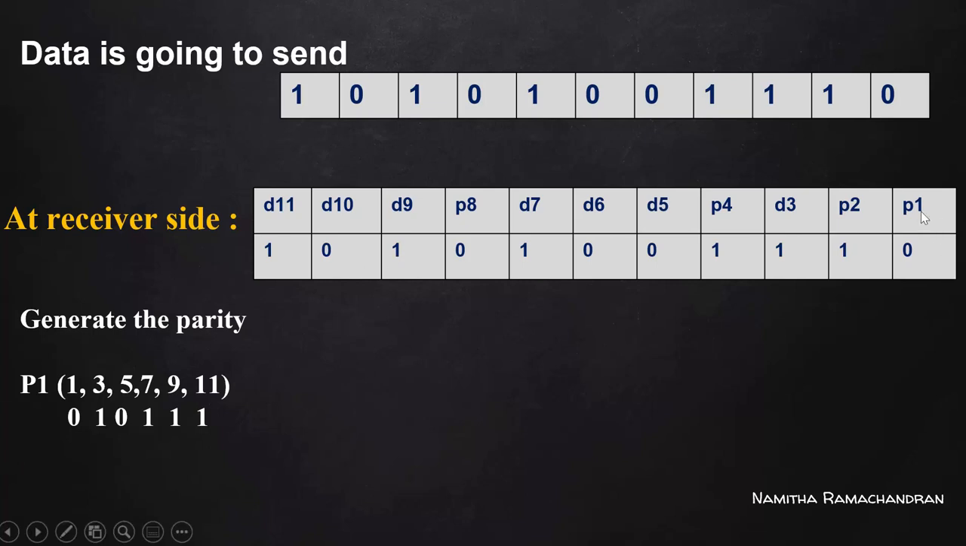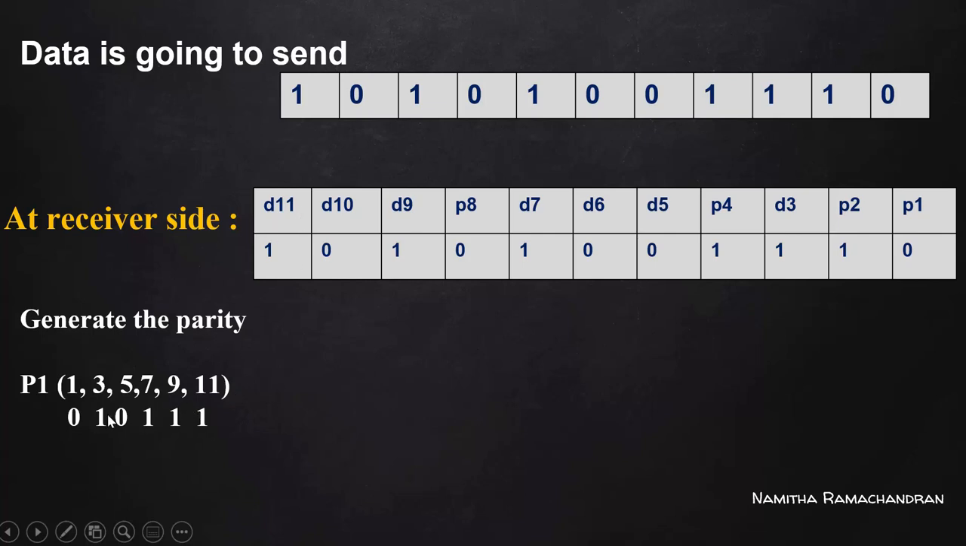What are they? The positions 1, 3, 5, 7, 9 and 11. In all these positions, in its binary representation, we can see the least significant bit contains value 1. So now consider the value present at these locations. Here we have value 0, and at position 3 we have value 1, and at position 5 we have value 0, and at position 7 we have value 1, and at 9 we have 1, and at 11 we have 1.